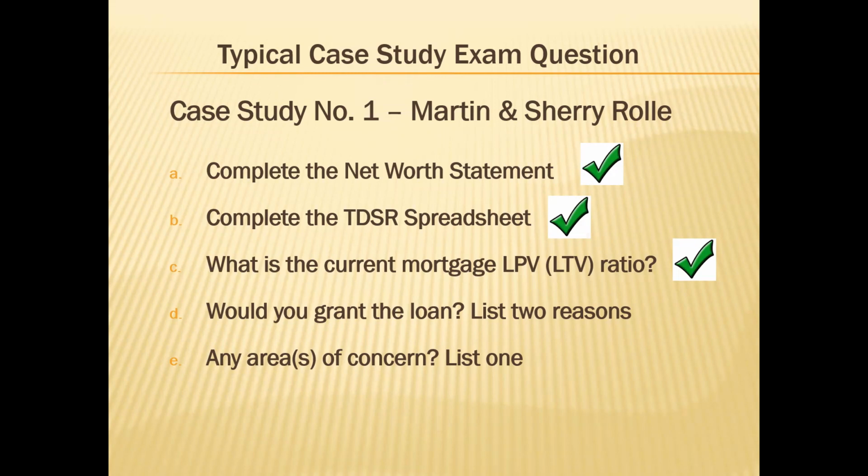So again, we have here the Roles' monetary position. We've done the net worth statement, the TDSR spreadsheet, equity and LPV. So let's look at some reasons why we would grant a loan. Let's think in terms of some of the things we looked at when we were covering the character stuff, the capacity stuff, the collateral stuff.